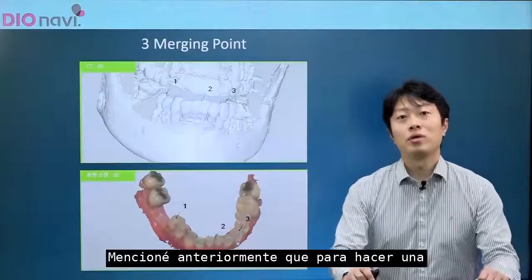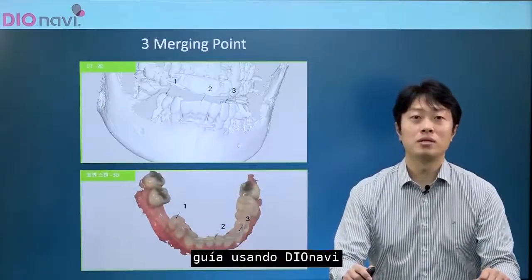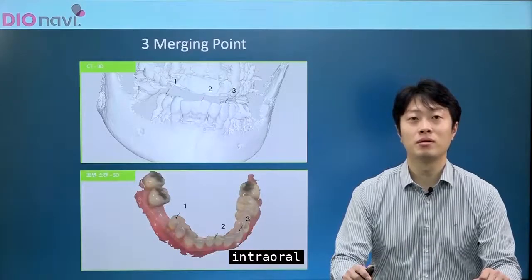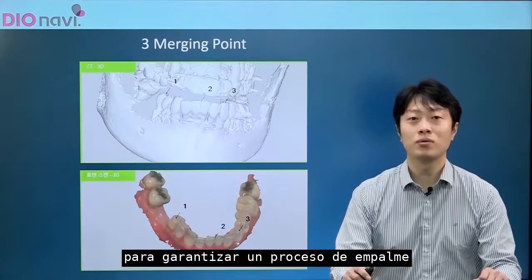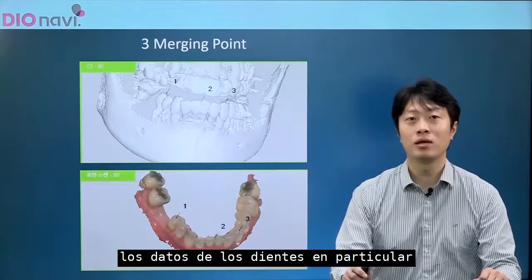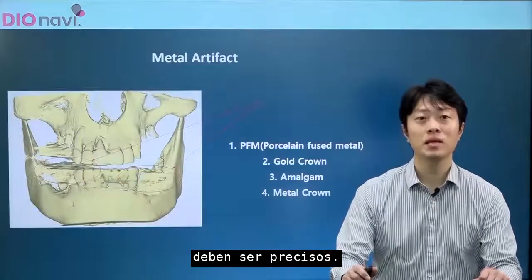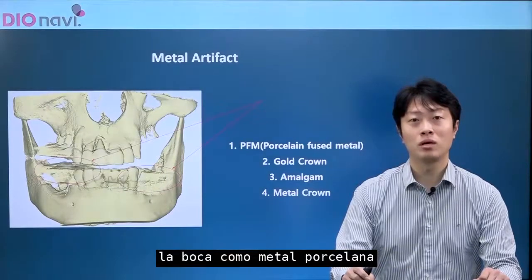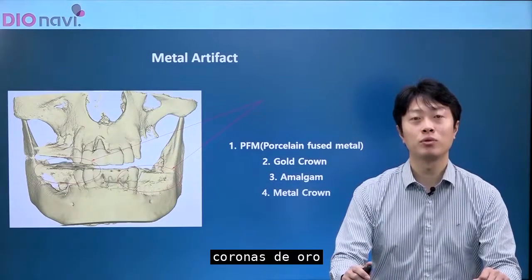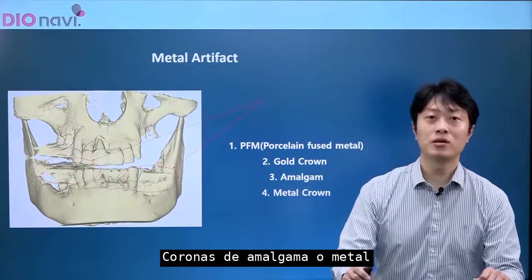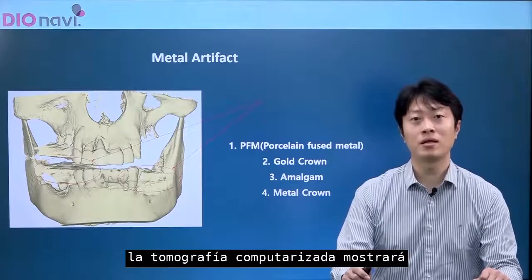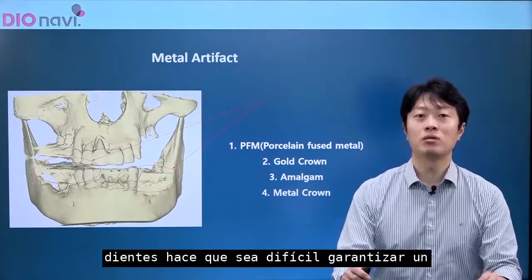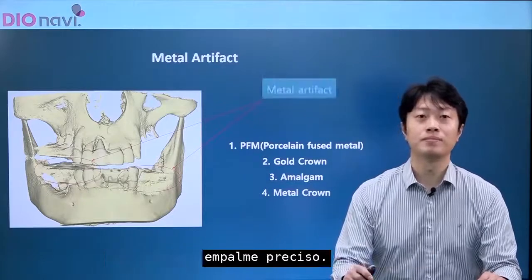I mentioned earlier that to make a guide using DIOnavi, we need to go through the merging process of the CT data and intraoral scan data. To ensure an accurate merging process, the data of the teeth, in particular, should be accurate. However, if there is metal prosthesis in the mouth, such as PFM, gold crown, amalgam, or metal crown, the CT scan will show blurred images called metal artifacts. And the blurred image around the teeth makes it difficult to ensure accurate merging.